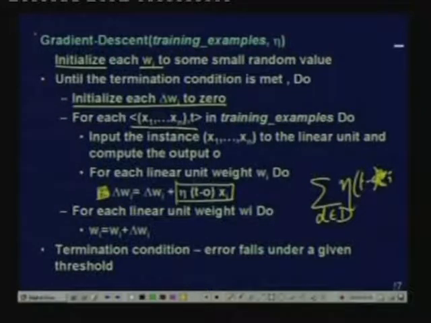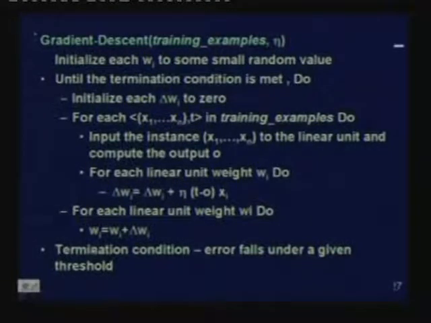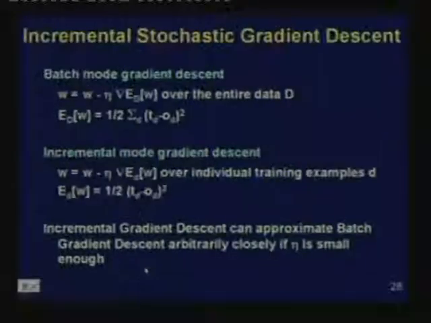So, we are doing a version of gradient descent which is called the batch gradient descent algorithm, where we start with a particular weight vector, we process all the training examples, we find the cumulative error, and accordingly we change the weights, and again we continue this process. We stop when the error is acceptable. Now, this version of gradient descent is called incremental stochastic gradient descent.